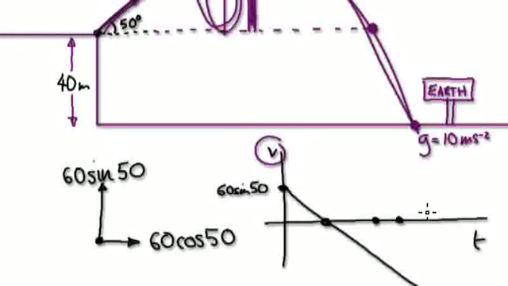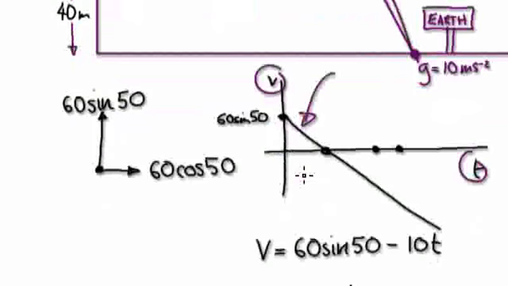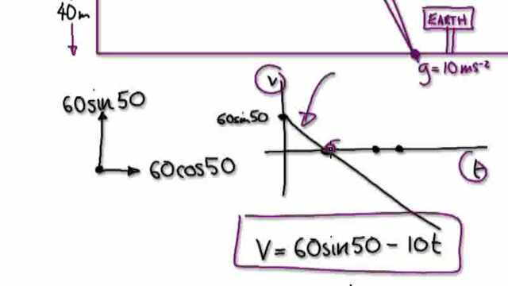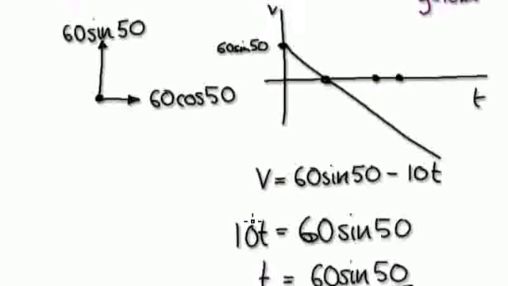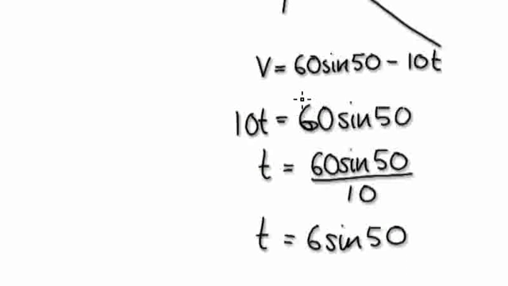So this is your velocity time graph. The equation for this line here is given by this here. Well, at the maximum height, the velocity will be 0. So we're going to put the 0 into this v here. Okay. So it will look like this. Put 0 into the v.